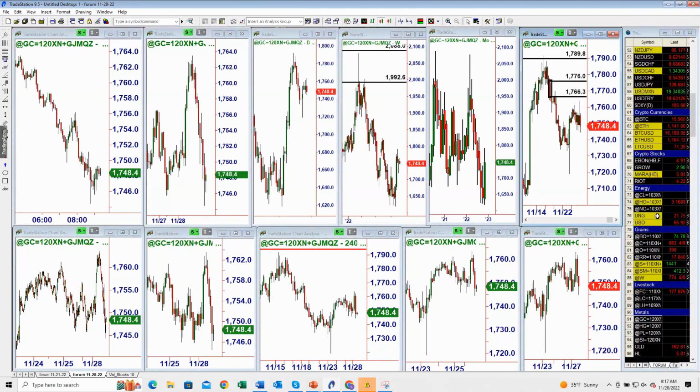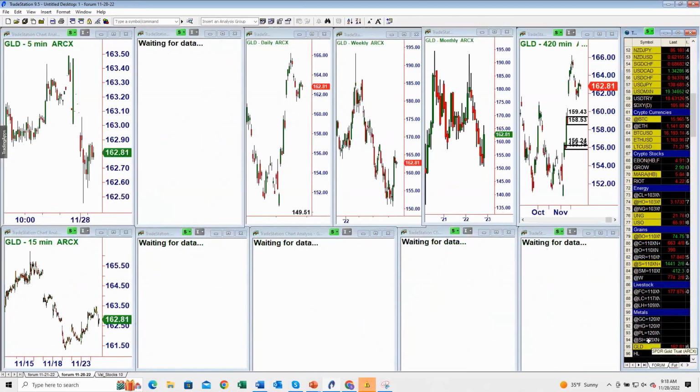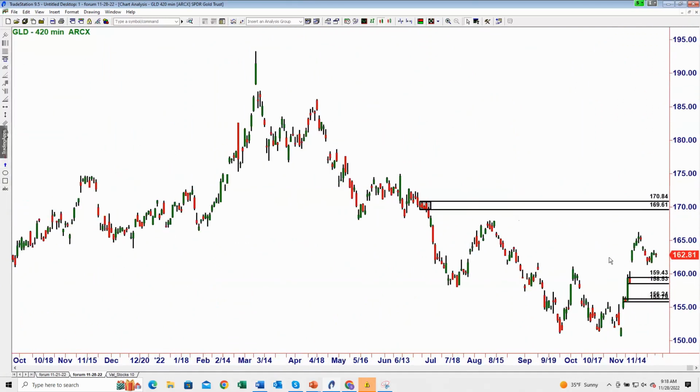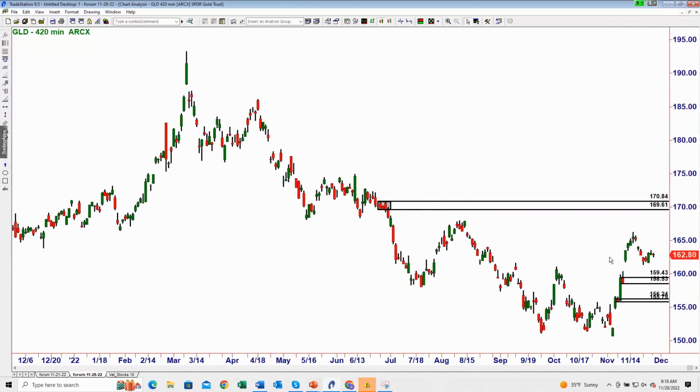And then, that's gold futures. Why don't we go to the gold ETF for a moment? So here, first of all, from a larger time frame perspective, as I was showing you, the demand zones are a little bit lower. 159.40 is where that one comes in. And there's that higher probability one that I just showed you in the futures, sitting down around 156 in GLD, which is the gold ETF.